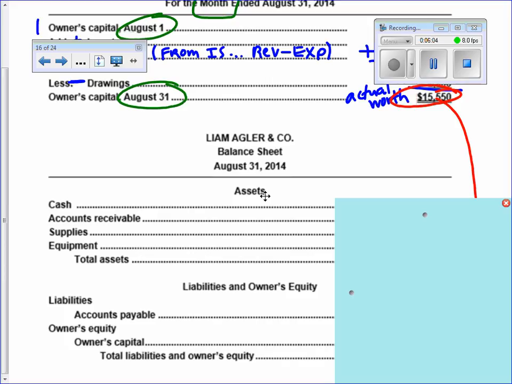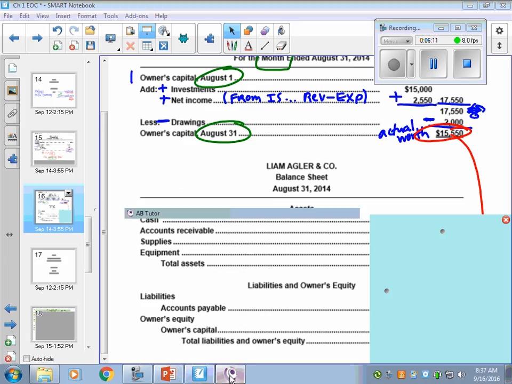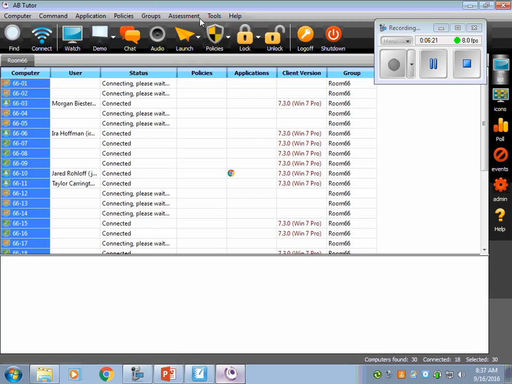As Ira's typing, I just realized I haven't connected to your computers. I want you to have it right in front of you. Is it there? Morgan, you have yours today, but Ashley doesn't. Oof. Let's try it one more time.